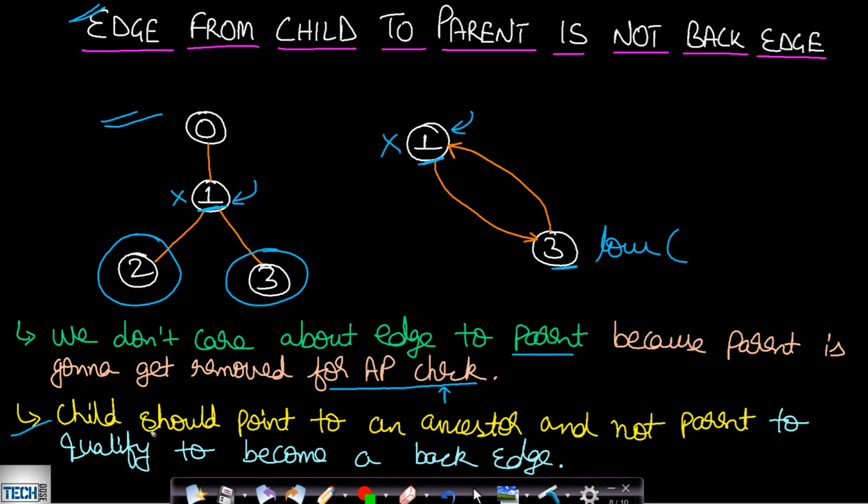Okay, now the second point is that the child should point to an ancestor and not to the parent to qualify as a back edge. So if this 3 was pointing to, let us say, 0, then this would have been a back edge. From 3 to 1 it will not be considered a back edge. Okay, so if this is the case, then this subgraph will not be contributing to 1 becoming an articulation point, and if there was a back edge from 2 to 0 again, then this 1 would not have been an articulation point. I hope you got this point now. Therefore, we will never be considering the low values using the parent. We will only be checking for ancestors.